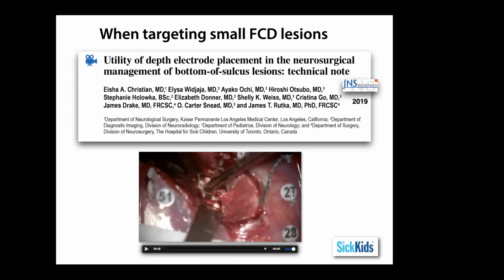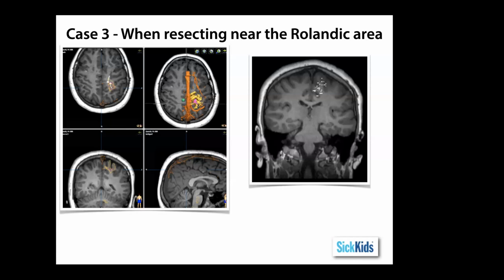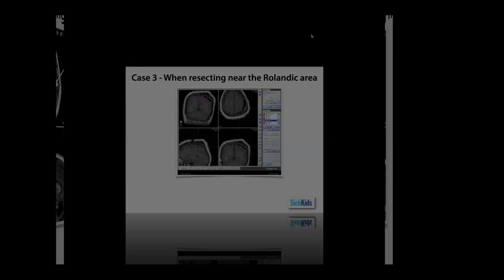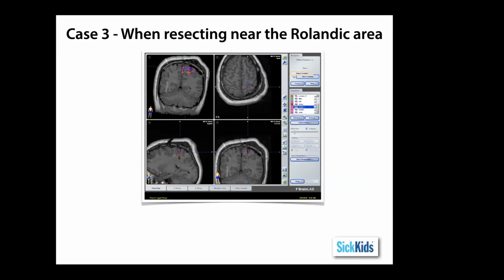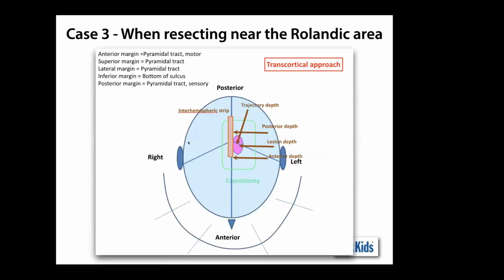And the tissue feels completely different when you're operating on these, and that's how you know you're in the right area. And you want to be sure you're in the right area, especially here deep within the peri-Rolandic area, as in this 17-year-old who had focal motor seizures that we operated on with this approach, essentially. So if you're resecting near the Rolandic area, you want to be right on target. We placed depth electrodes into it. Here's the schematic in advance of that, where we placed our depth electrode. And here we are now.